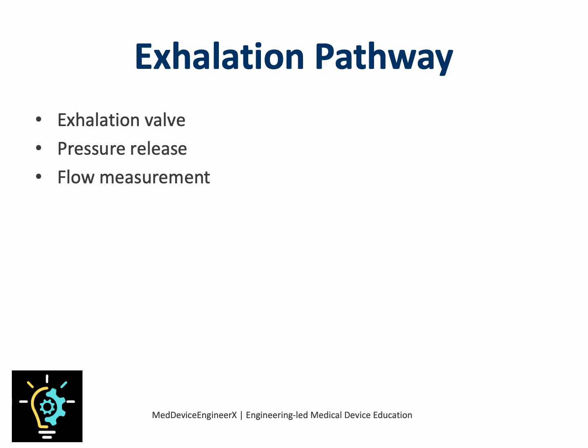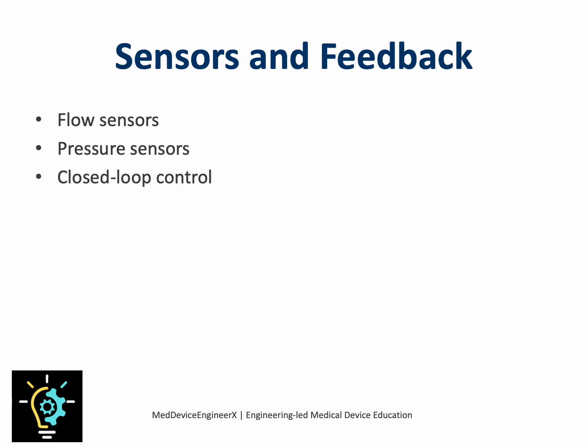During exhalation, gas leaves the patient and returns through the circuit to the ventilator. The exhalation valve controls how this gas exits, maintaining appropriate pressure and timing. Exhaled gas passes through sensors that measure exhaled volume and flow. These measurements are used to calculate parameters such as tidal volume and minute ventilation. Exhalation valve faults can cause pressure instability, rebreathing, or alarms. Engineers must understand this pathway to diagnose issues related to high pressure, low volume, or inconsistent measurement.